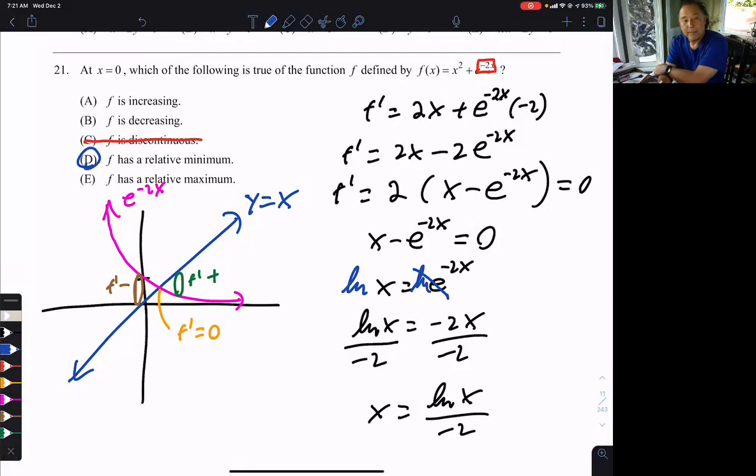We know it's not A and B because the derivative is positive here, meaning f is increasing. The derivative is negative here, meaning f is decreasing. So it has both increasing and decreasing. So it can't always be increasing, can't always be decreasing. But as you look at this, you can kind of figure out that, yeah, the derivative changes from negative to positive.